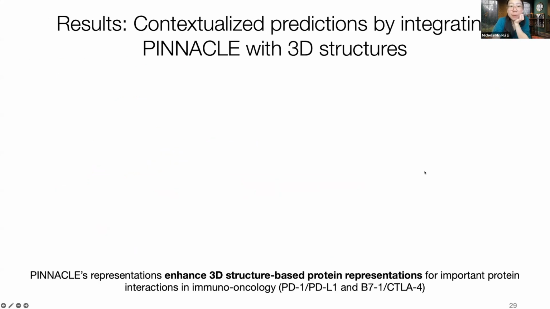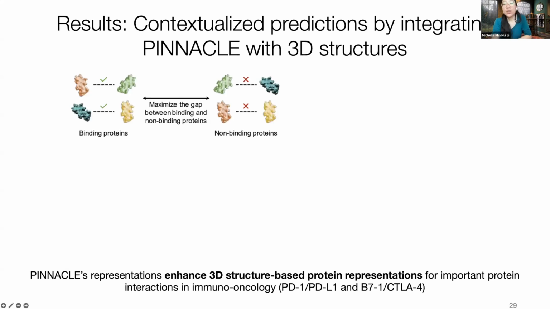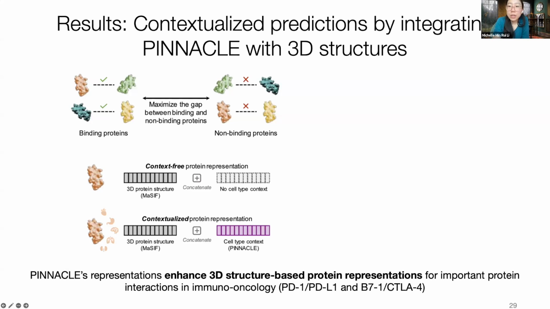Another aspect that's really important for therapeutics is predicting protein-protein interactions. So for example, in immuno-oncology, interactions like PD-1 and PD-L1 and B7-1 and CTLA-4 are key players in cancer immunotherapies. But our 3D molecular models of these proteins are not necessarily context-specific. So we were curious whether injecting context using our contextualized protein representations would help us better differentiate between binding and non-binding proteins. So what we did here was we took our protein representations generated from 3D protein structure and concatenated with either a context-free embedding or a context-aware embedding. So the context-aware embeddings are Pinnacle's protein representations, and the context-free embeddings basically is an average of Pinnacle's context-aware embedding.